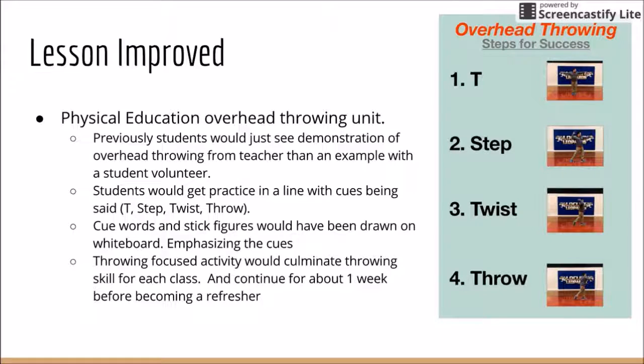The lesson chosen to improve upon was a physical education overhead throwing unit. Prior to the improvements being made, the physical education teacher would model the steps of the overhead throw, then have students model for their peers. The teacher would provide the students with practice of overhead throwing while giving corrective feedback, prompts, and assistance as needed. Students would get practice in a line with cues being said by their physical education teacher. Cue words and stick figures would have been drawn on the whiteboard for examples.